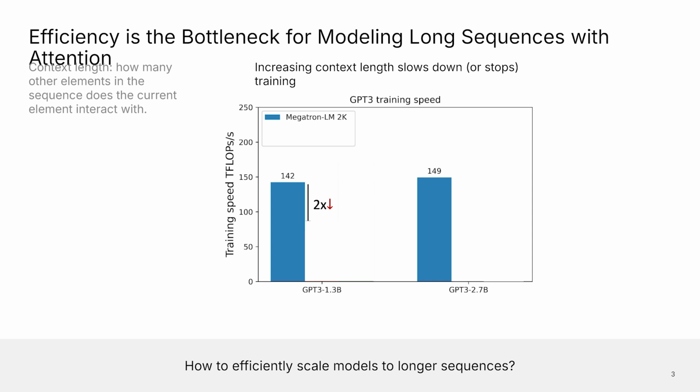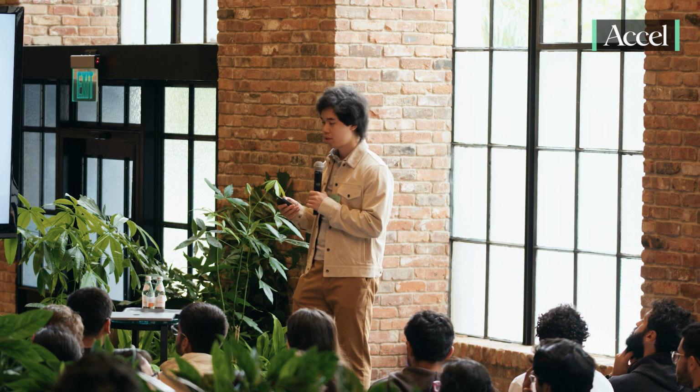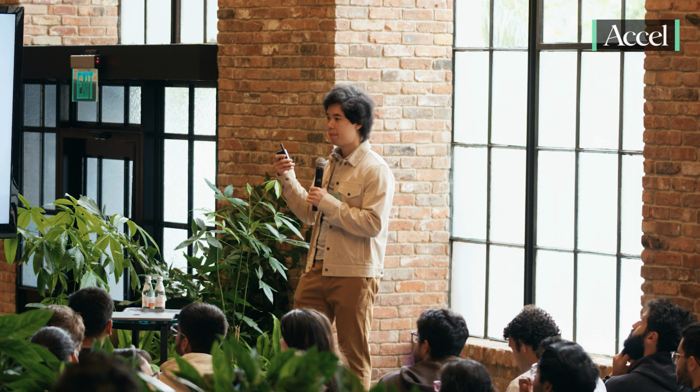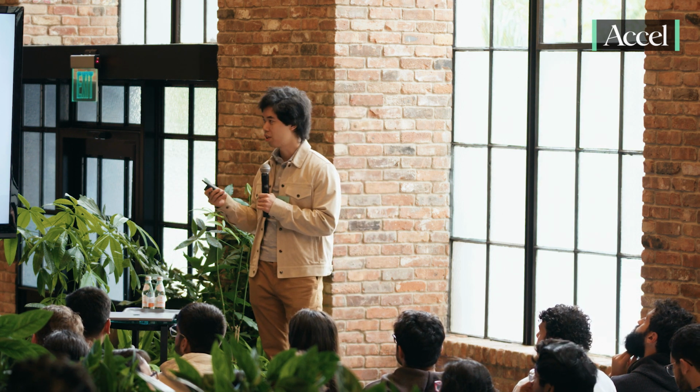Here's an example: I'm just taking Megatron-LM, this was 2 years ago, running on A100. If you have context length 2K, you get very reasonable speeds. It's around 50% MFU, 50% of the theoretical max of the device, which is quite good. But the moment you increase context length to 8K, things start to slow down significantly, or you go out of memory. So we can't just brute-force increase context length. We need to scale to longer sequences, and in order to do that, we have to make attention a lot more efficient.